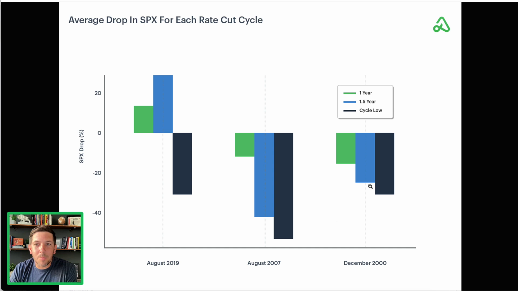But you can see that pretty much all of these different cycles had a cycle low where the S&P was down 25 to 40%. That's pretty consistent across the board, that at some point during the next 1.5 to 2 years, we would have probably a big drop.